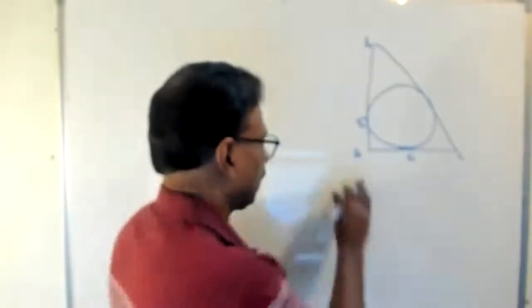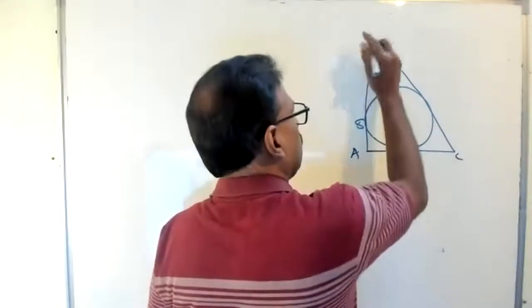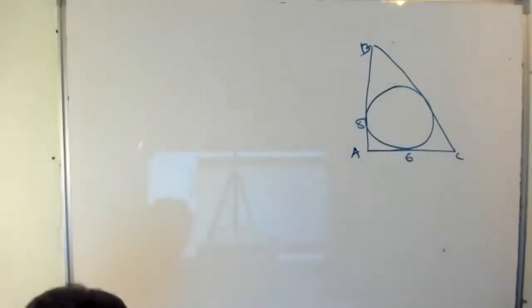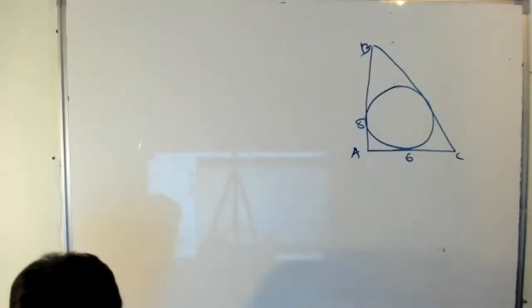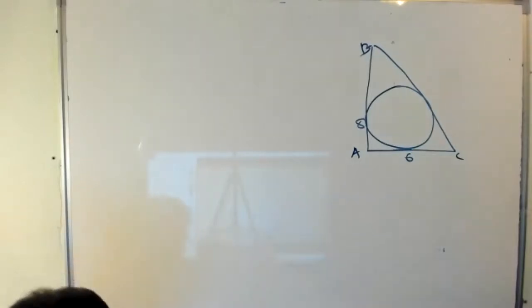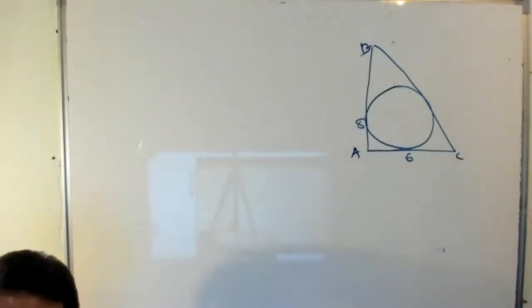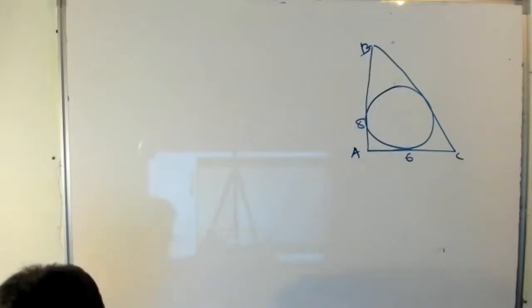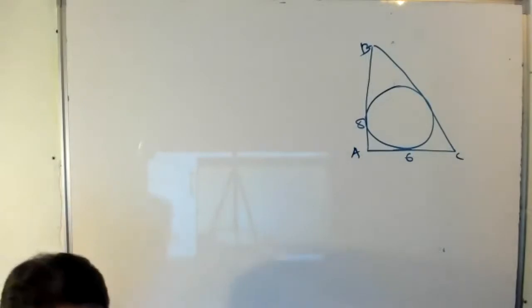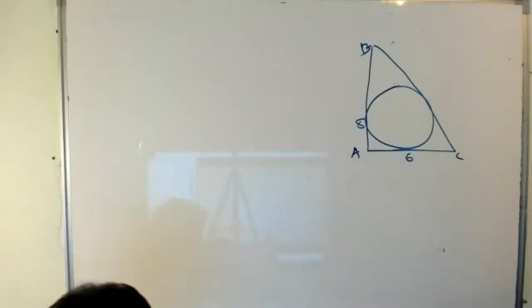ABC is a right angle triangle, right angle at A. A circle is inscribed in it. The lengths of the two sides containing the right angle are 6 centimeter and 8 centimeter.